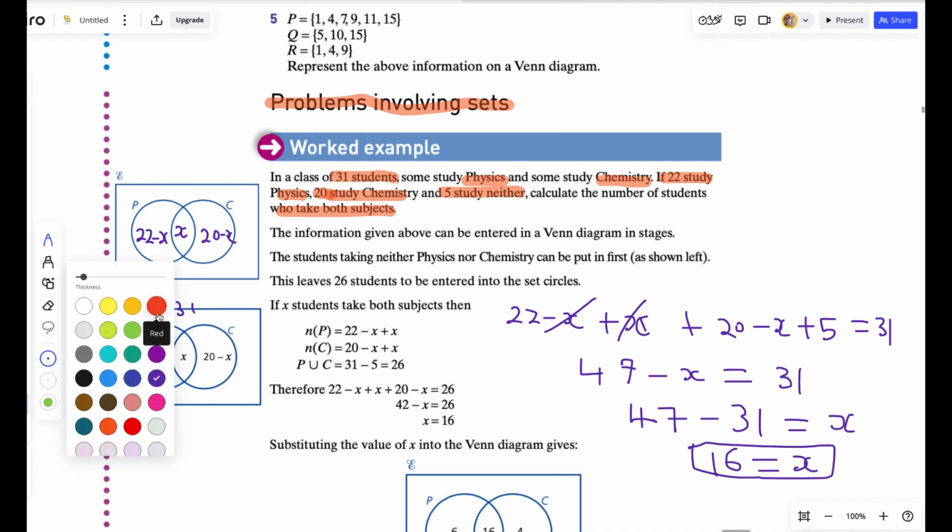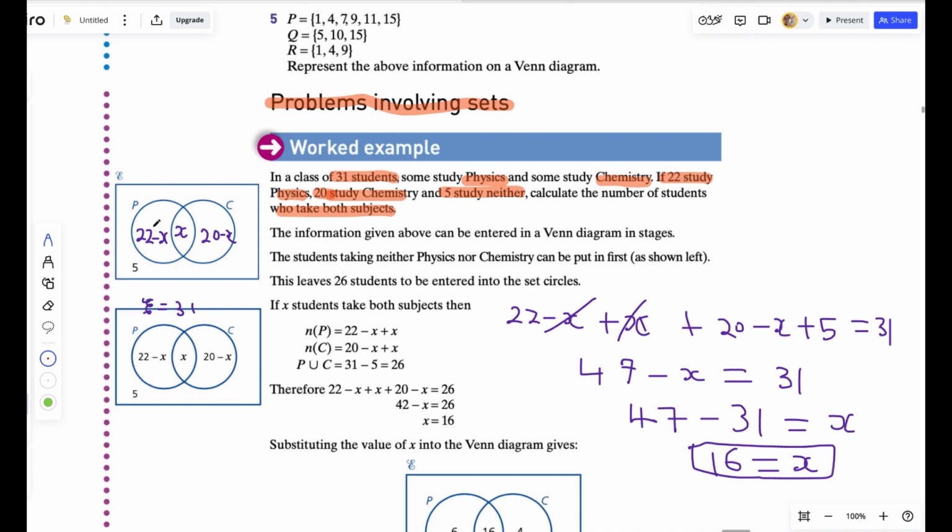Physics only will be 22 minus 16. 22 minus 16 will be 6. So physics only will be 6. Those who do physics only will be 22 minus 16, which is 6, right? These are those who do physics only.